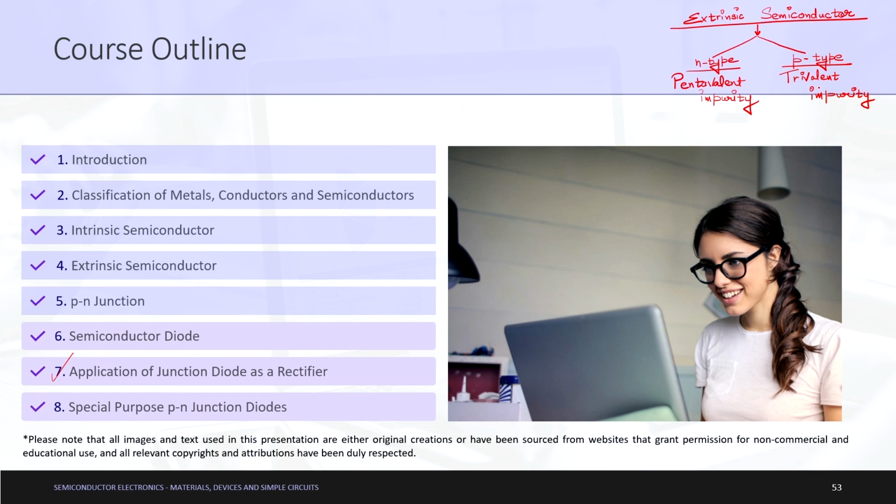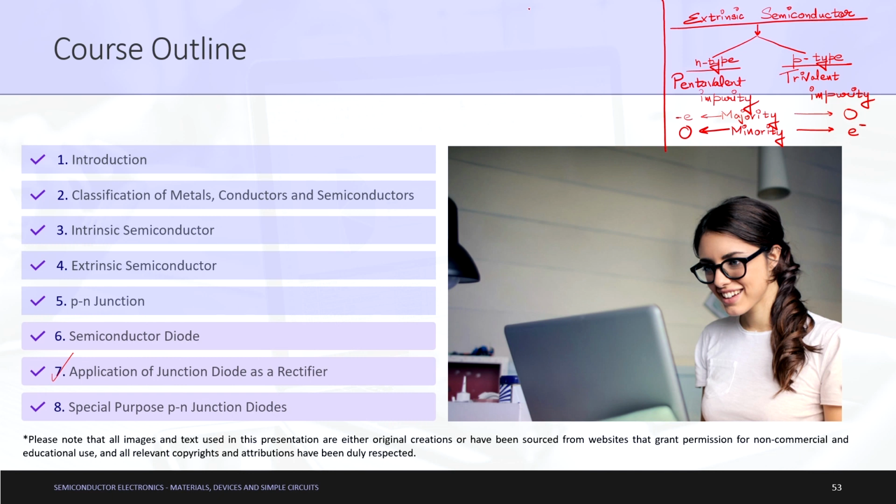The second thing we can understand is that in N type, electrons are the majority charge carriers, and in P type, holes are the majority charge carriers. Similarly, holes are the minority charge carriers here, and electrons are the minority charge carriers here. That is all the main concept we require from the extrinsic semiconductor.